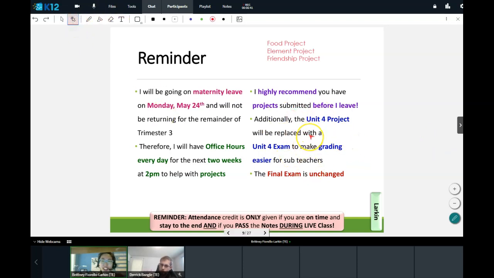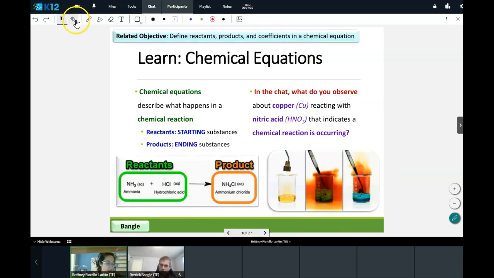Along with this, we're going to replace the Unit 4 project with the Unit 4 exam, just to make it a little bit easier for grading for any substitute teachers that might come in. Your final exam is still a final exam, so that has not changed. You will end up having just 3 projects for this trimester, so make sure those are all squared away before I leave.